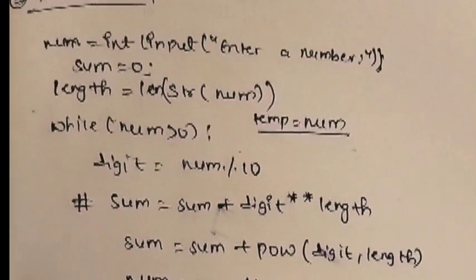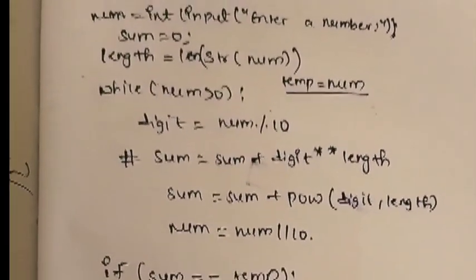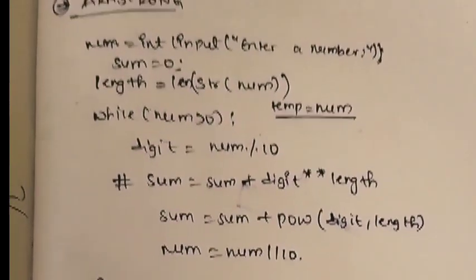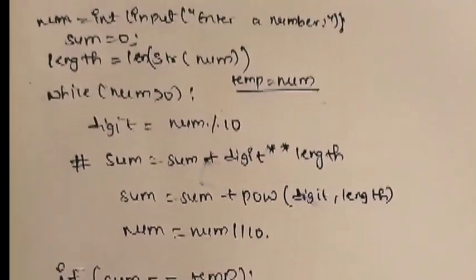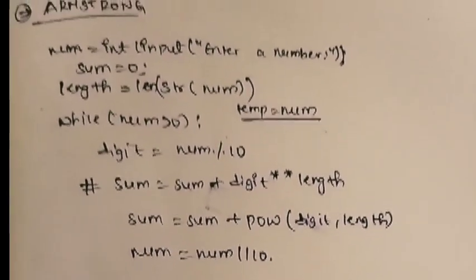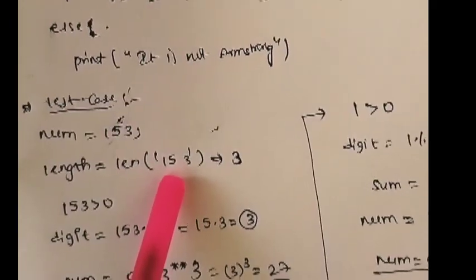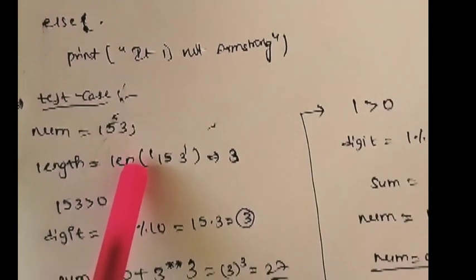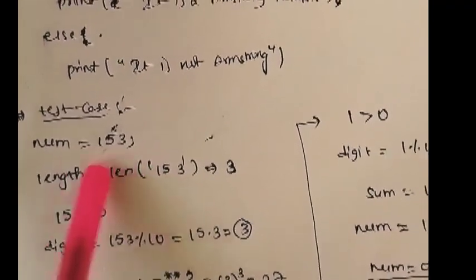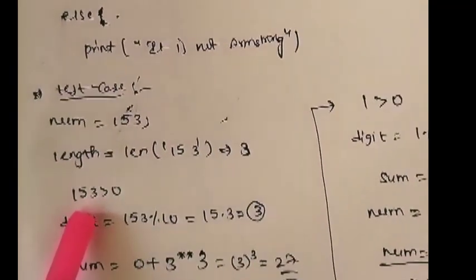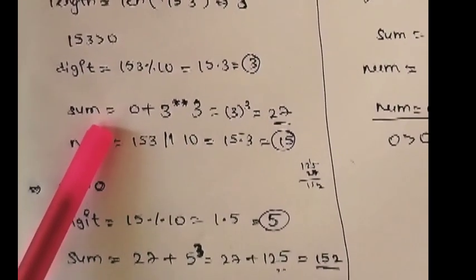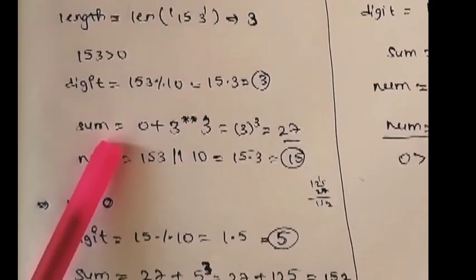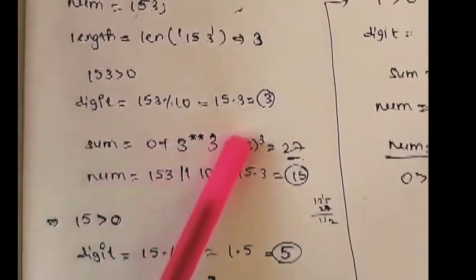Now let's test how this program works with a test case, where suppose the user entered number is 153. As you know, we have to find the length of a number. It means how many digits the user entered number has, that is nothing but length is equal to len of string of 153. We are converting that integer into a string, and from this we will get that 153 is a 3-digit number, right? From this we will get the length of the string as 3. Where num 153 is greater than 0, digit is equal to 153 modulo 10. Modulus always returns a remainder, so from this you will get a 3.